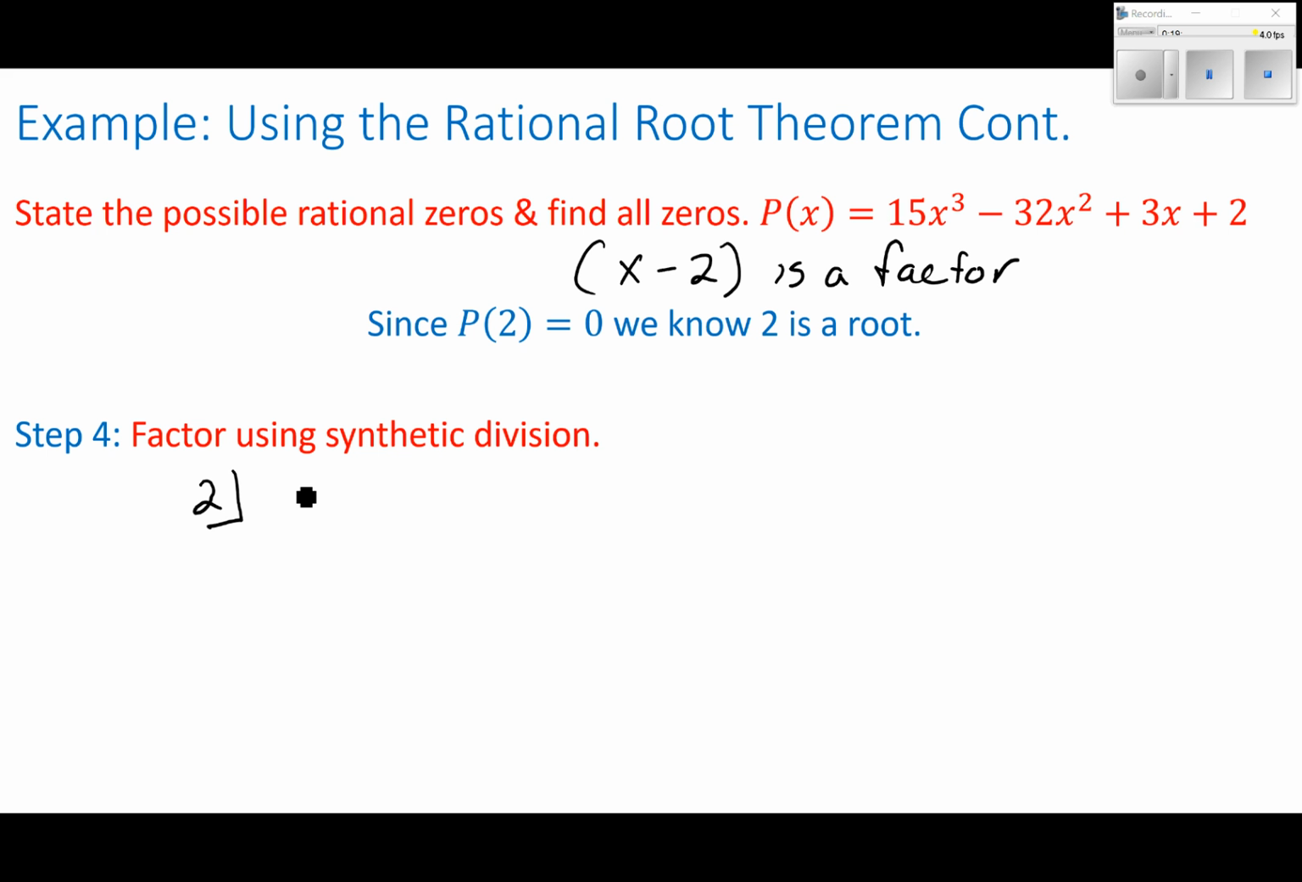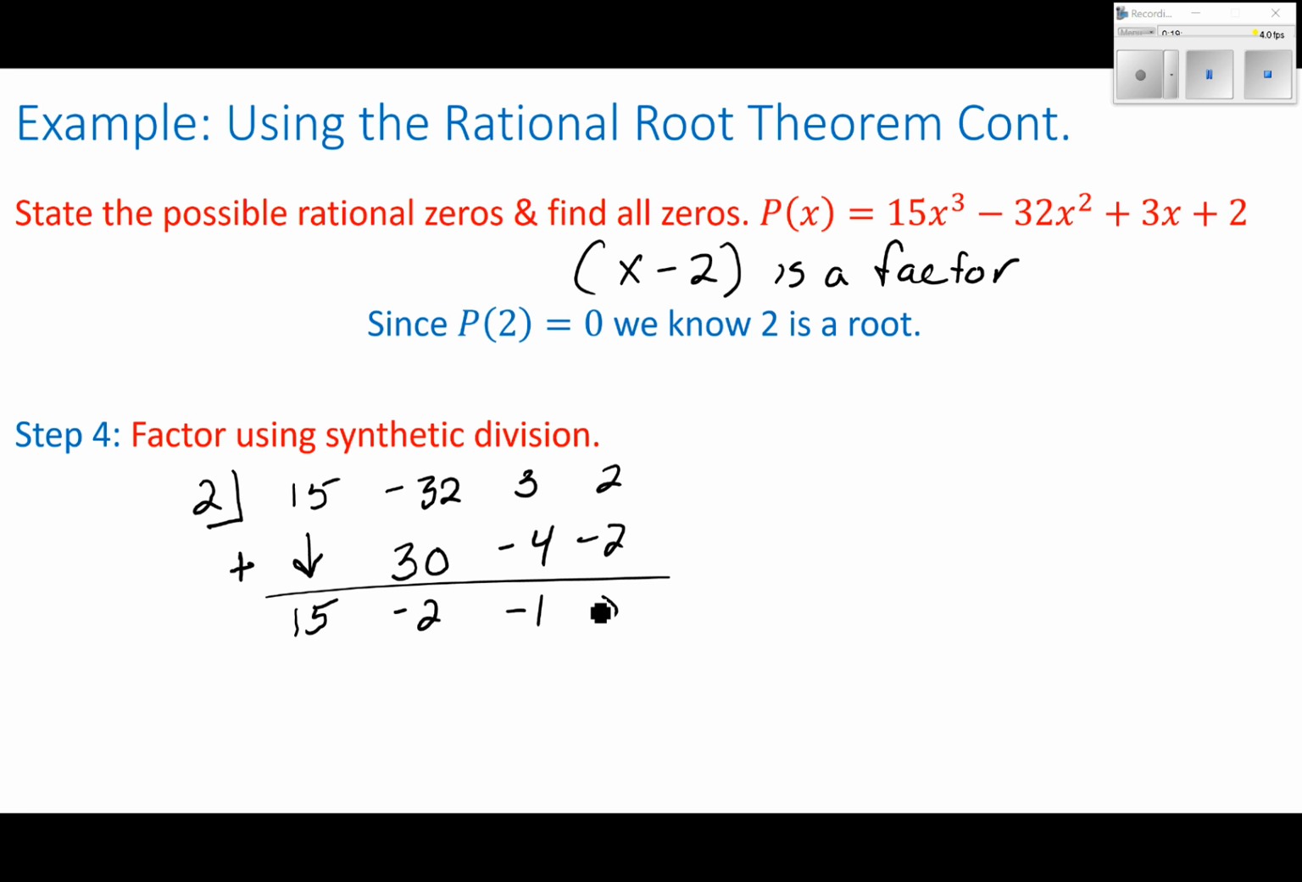Synthetic division lets me say 15, negative 32, 3, and a positive 2. It went x cubed, x squared, x, and x to the 0, so I know I don't have any zeros that I have to put in here. Bring the 15 down, that becomes 30. And remember, I'm adding. So this is negative 2. This becomes negative 4, negative 1, negative 2, gets 0, which is what I want.